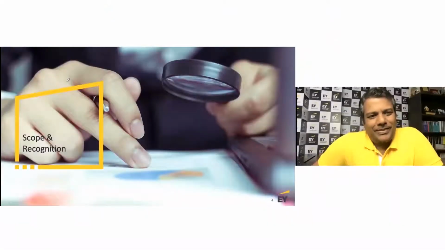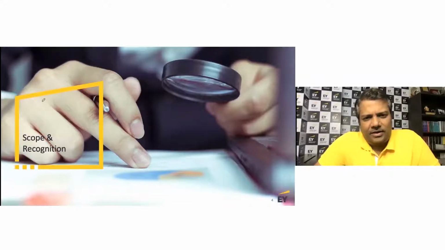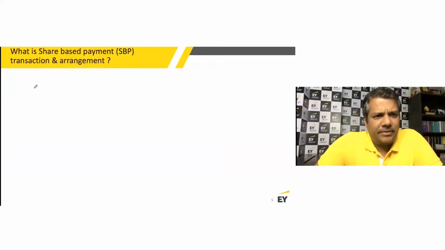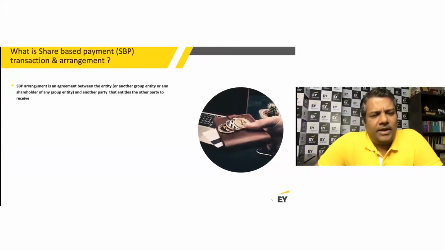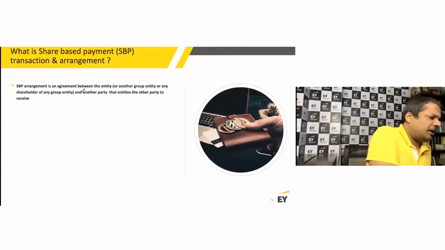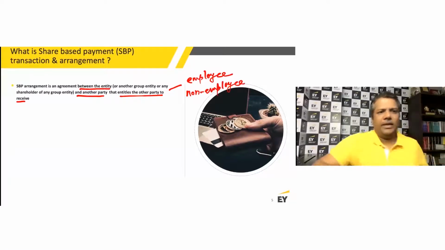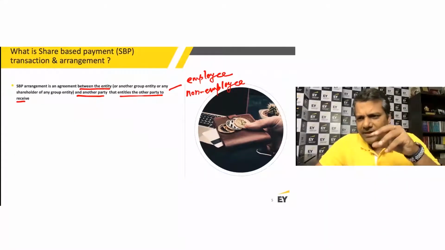Okay, so now we're going to talk about the scope and recognition and several other elements in relation to accounting for share-based payments. So what is a share-based payment transaction and arrangement? As I was saying, it's an agreement between the entity and another party, and the other party could be an employee or non-employee. Essentially, that's an arrangement.